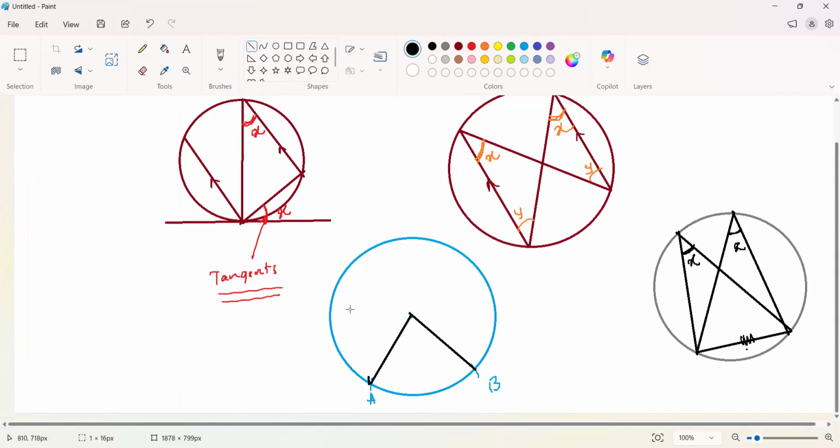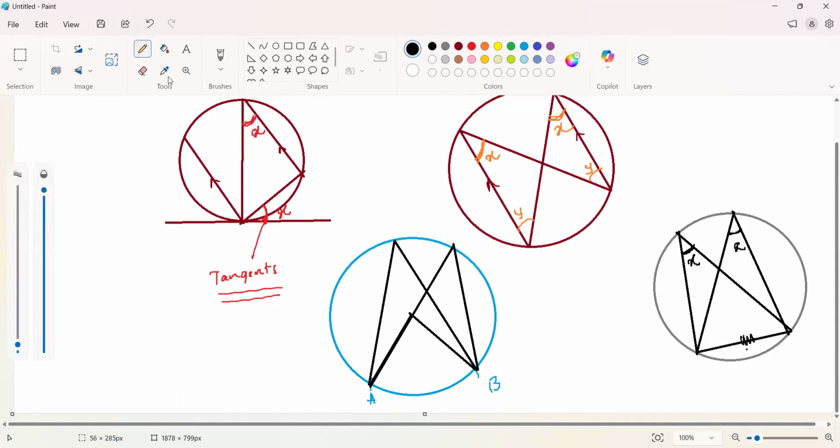With the same two points, if I create another angle at the circumference, any angle, sometimes it may go through this one, it doesn't matter. This angle and this angle should be equal. What is the reason? Same segment angle. Like previously, these two angles are equal to each other.